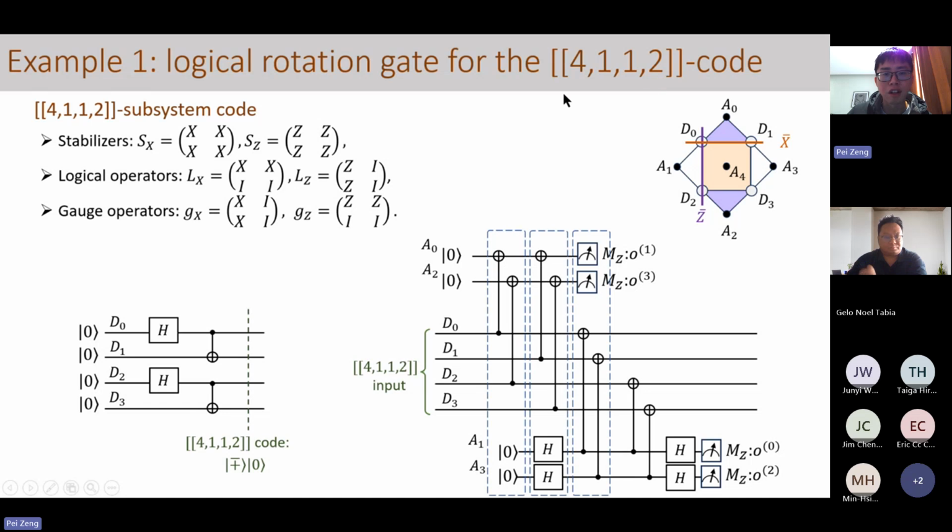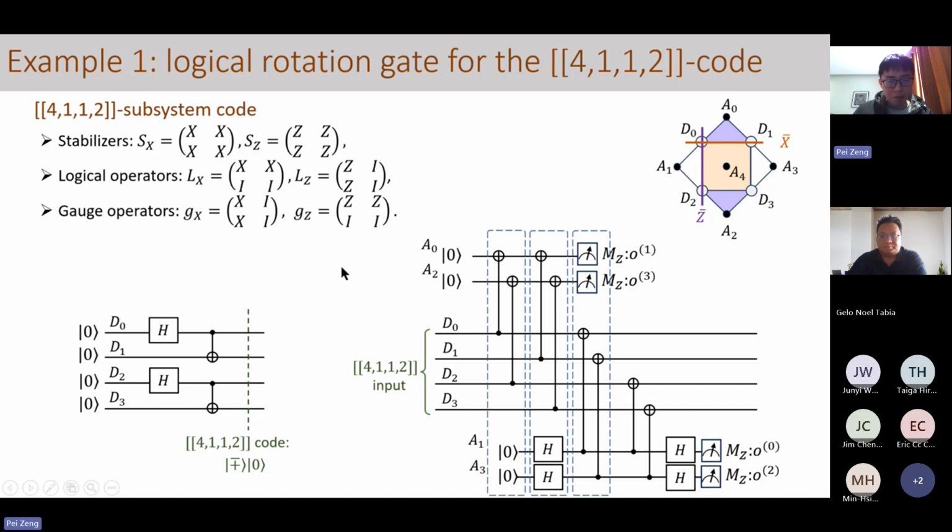This is an error detection code because its distance d equals 2. You cannot correct any error, but you can detect one error. So for this code, you can do quantum error detection with only weight-2 measurements and no weight-4 measurements. It's quite technical, but you can check the paper for a more detailed discussion.